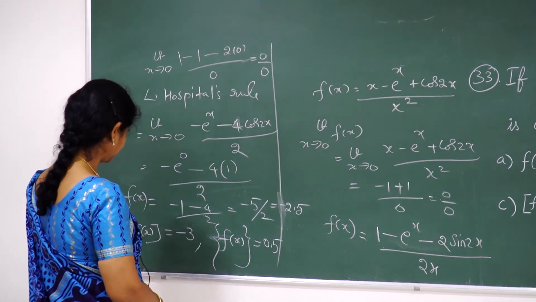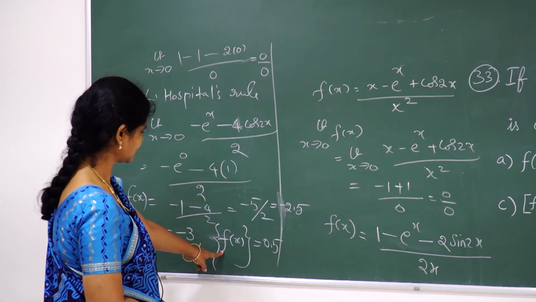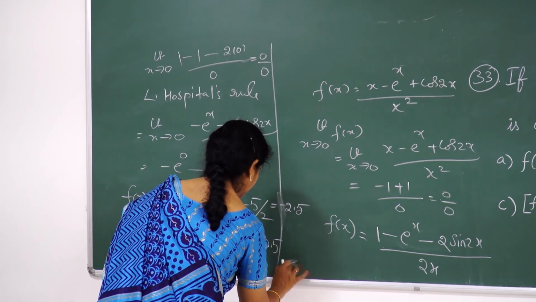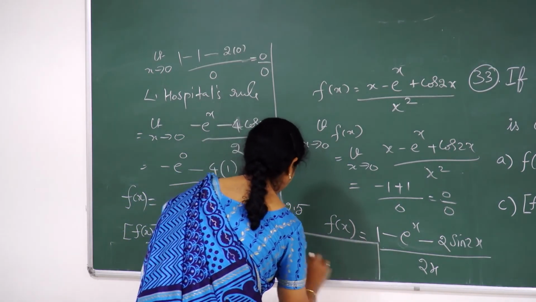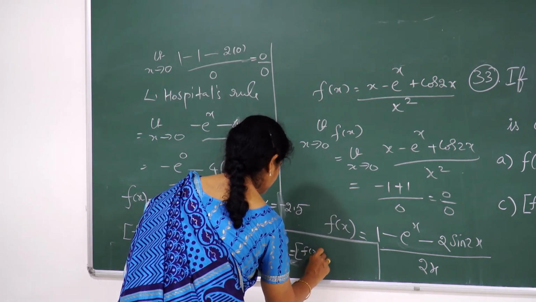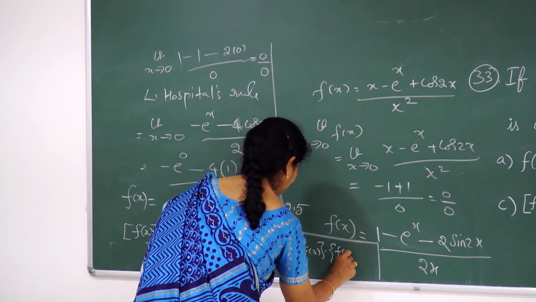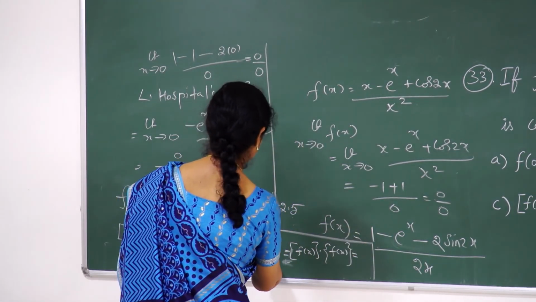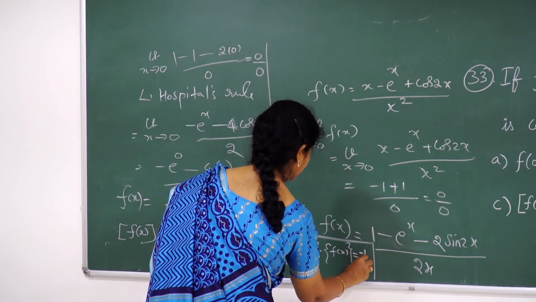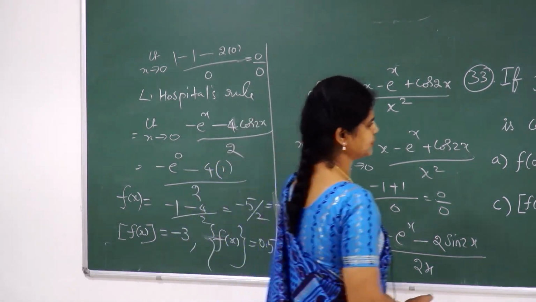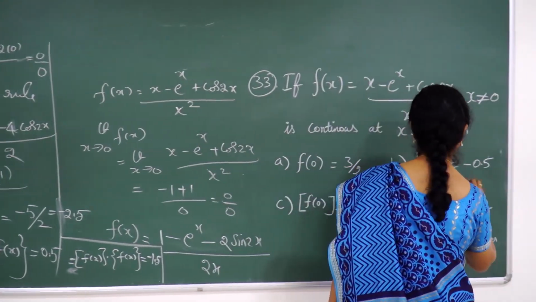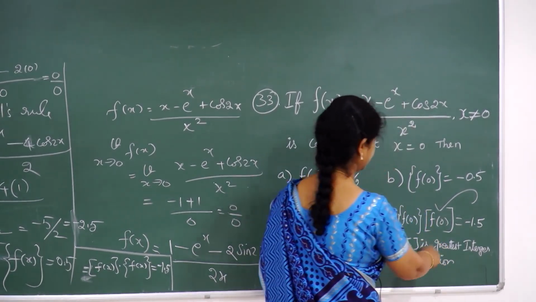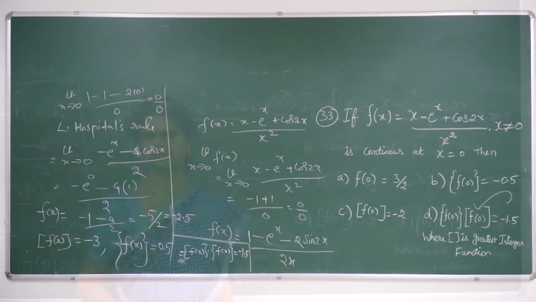So when you multiply the greatest integer of f(x) and the fractional part of f(x), multiplying these two values, you get minus 3 times 0.5. So the answer is minus 1.5. So option D is the correct answer. This is nothing but your fractional part and this is nothing but your greatest integer. So this is your answer.